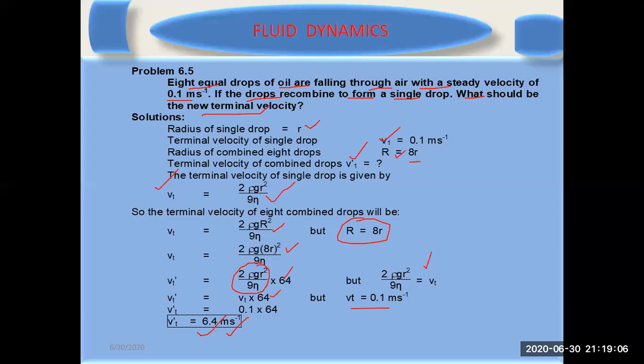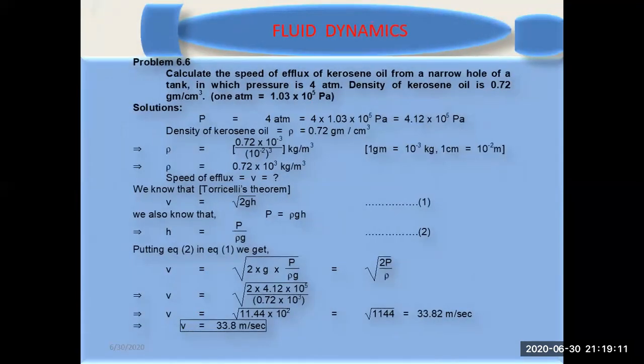During this class, we will solve some of the problems in numericals to understand the basic concept of fluid dynamics. And now we are at the sixth problem, to use different types of techniques to solve some of the basic physical quantities. This time we are asked to calculate the speed of efflux.